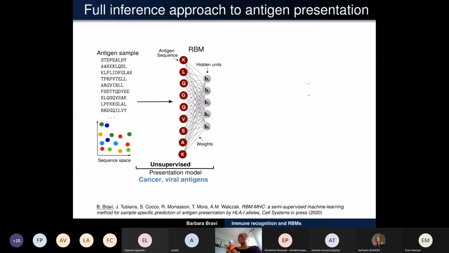We start from samples of antigens that sample the antigens that are presented by certain HLA proteins or in a certain tissue. And we learn from these samples a probabilistic model that is an RBM. And this model is learned in an unsupervised way, that is simply in such a way as to best reproduce the observed statistical properties of this initial sample. And this model has per se a value because it gives already a presentation model that can be used to assign probabilities of presentation in such a way as to identify what viral antigens or what cancer antigens are presented.